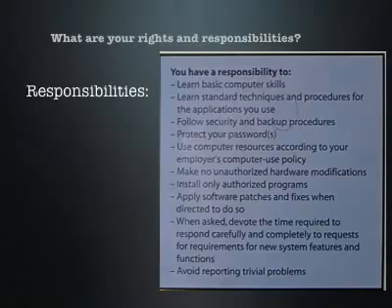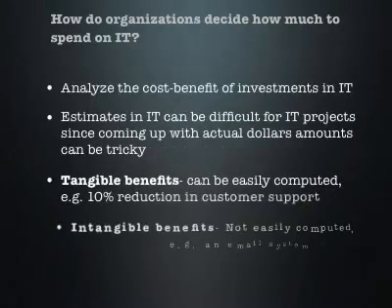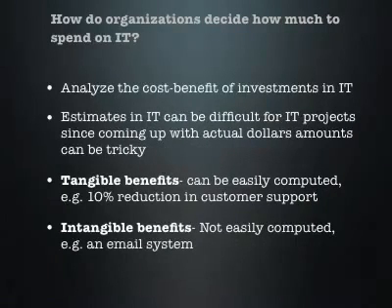Our last topic is on how organizations decide how much to spend on IT. First, they must analyze the costs and benefits spent in IT. Estimates on IT projects can be difficult because sometimes coming up with actual dollar amounts for these projects can be tricky. A tangible benefit can easily be computed. An example of this would be an investment that would produce a 10% reduction in customer support. An intangible benefit is not easily computed. An email system, for instance, that is used company-wide can have benefits that are very far-reaching and also very hard to calculate.